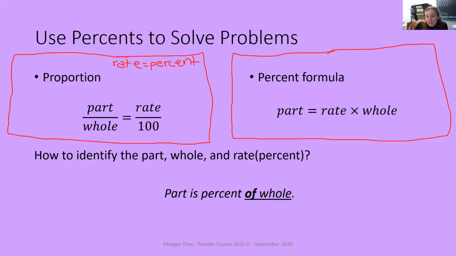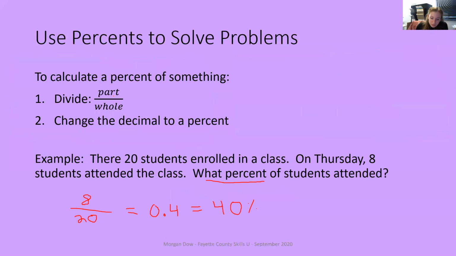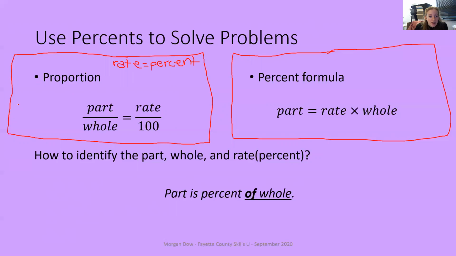We can set that up using the information from the last example, right? So we said that 8 out of 20 students attended class, and that was the same thing as 40%. So there we have a proportion. Now all of the information is filled in this proportion. There's nothing left for us to look for. But this is how we could set it up to show this part to whole relationship.